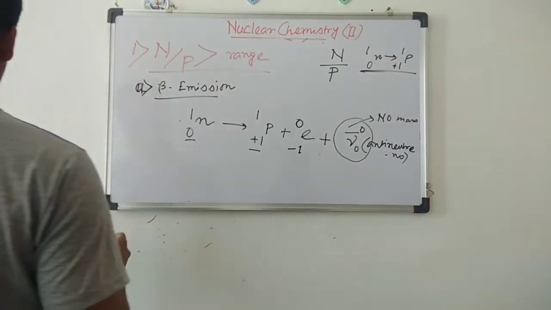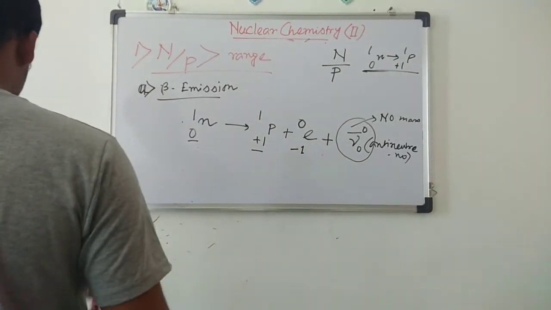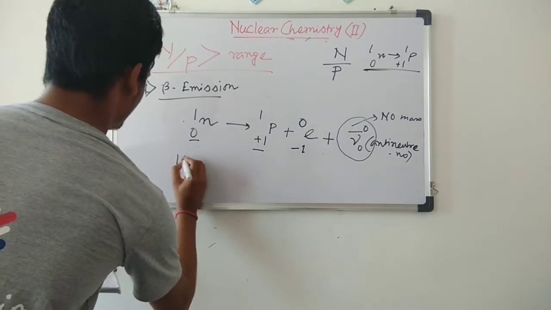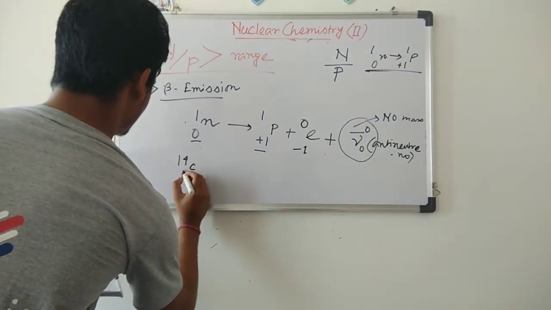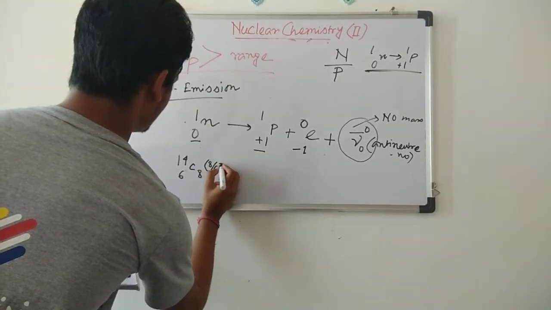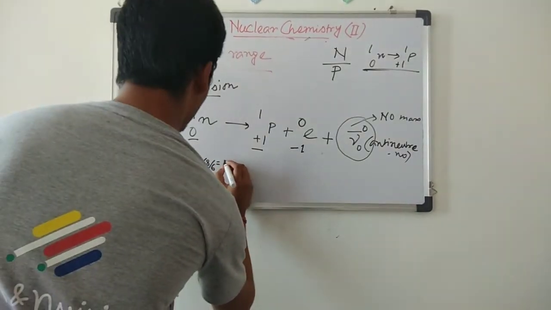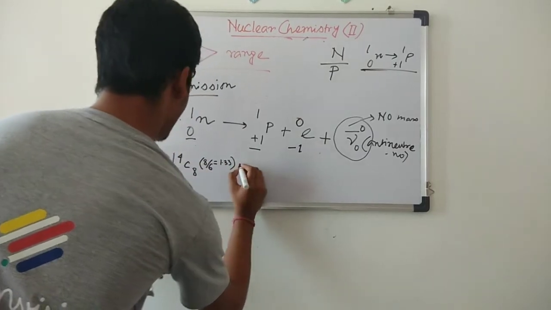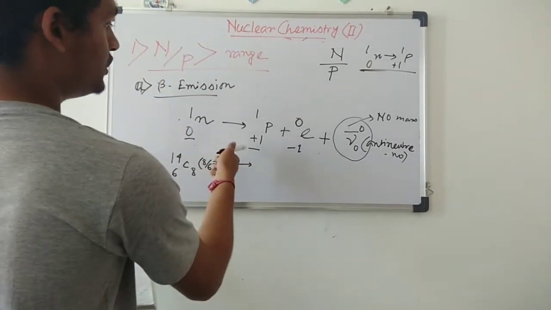Now let me take one real life example. That is carbon 14, 14 C 6. The neutron number will be 8. The N by P ratio will be 8 by 6, which is 1.33. Now, one neutron is changing. So what will happen?